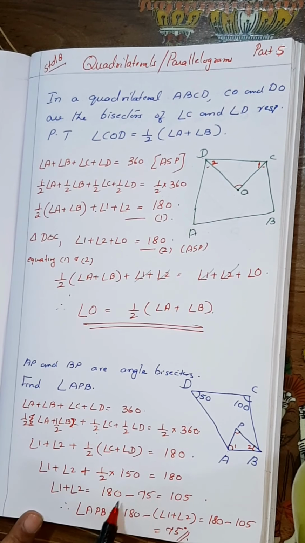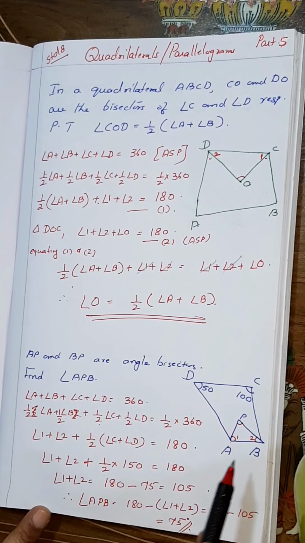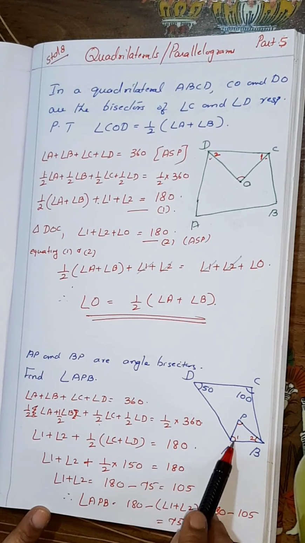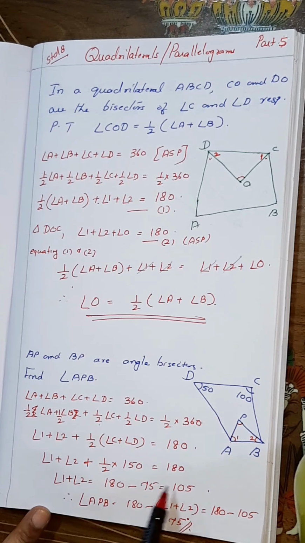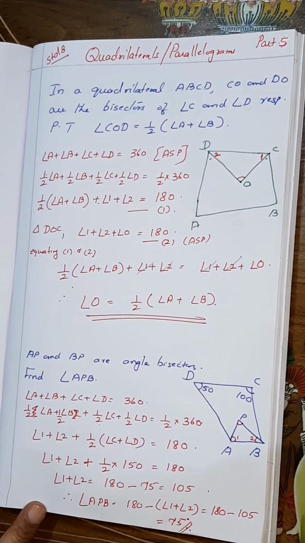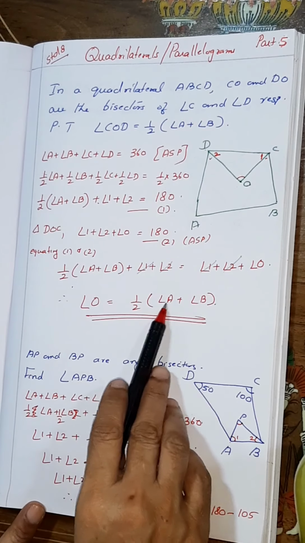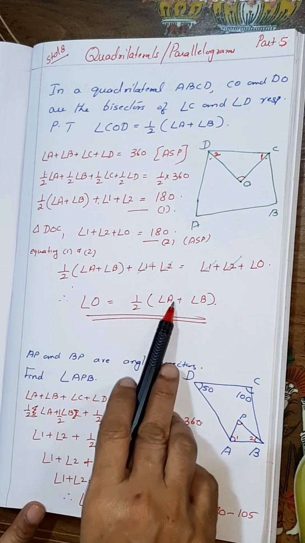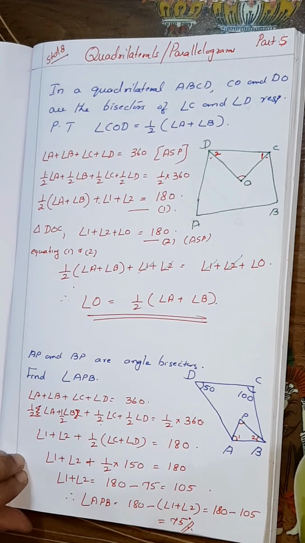Now this will become 75, then 1 plus 2 is equal to 180 minus 75 is equal to 105, and angle O is equal to, by angle sum property, 180 minus 1 plus 2, so 1 plus 2 is equal to 105, and so you get 75. So now substitute this 150 here, 150 by 2 becomes 75, you get angle O. So both are same.